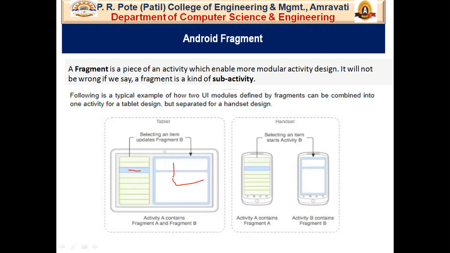So how does it happen? It happens because this activity has two fragments. This is fragment A and this is fragment B. So the first one is fragment A and the second is fragment B.